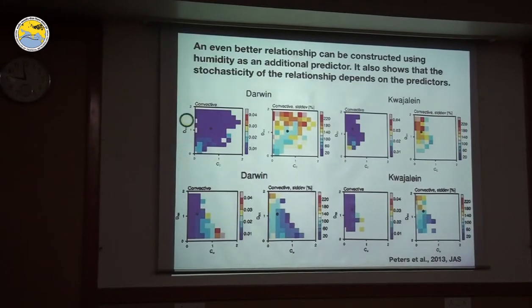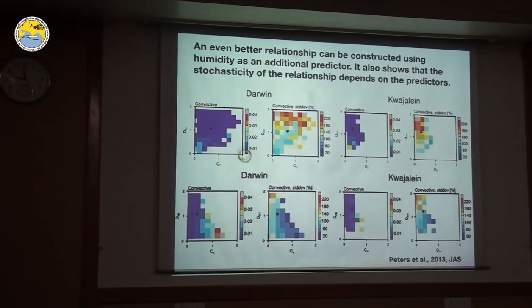A, the mean relationship isn't very good. We would have expected that because we saw that in our scatter diagram already. But also the noise is suddenly much more widespread. Right? So many more classes look very noisy. So now your problem looks extremely stochastic. Right? So if you use CAPE as your predictor and humidity, you get something that looks very, very stochastic.